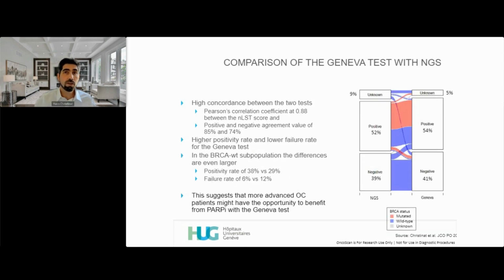Now, on the PAOLA-1 trial, the HRD status was assessed with the Myriad myChoice, so we could compare our test with the NGS approach. And we could see that we had very high correlation, with a Pearson's coefficient of 0.88. The positive and negative agreement values were also 85 and 74. So we tend to agree more on the positive side than on the negative side. And that reflects the higher positivity rate of the Geneva HRD test, which is partly due to the fact that we have a bit more unknown samples.